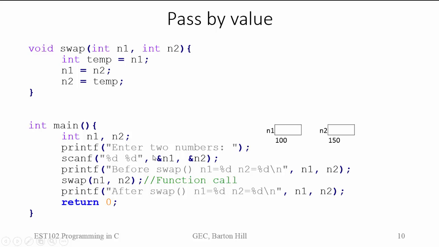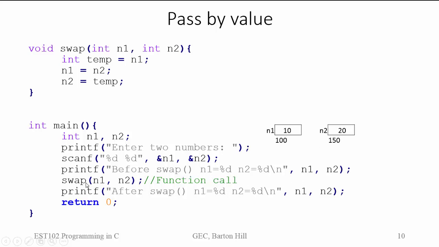Now we are reading two numbers and storing them in n1 and n2. Let's say we are reading 10 and 20. 10 is stored in n1 and 20 is stored in n2. So before swapping, n1 is 10 and n2 is 20.